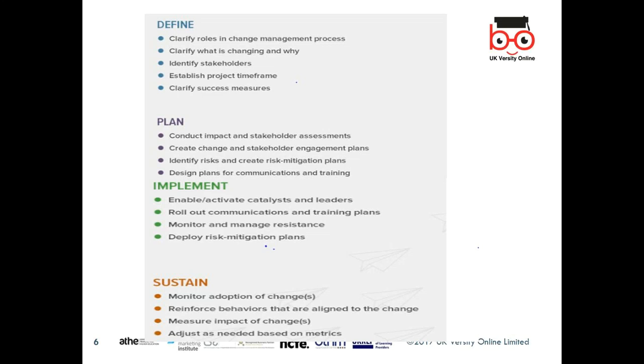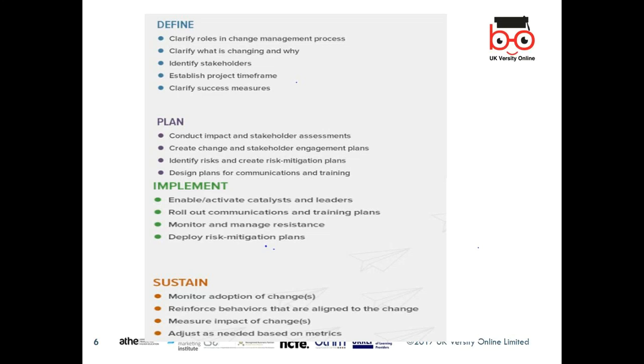Plan and conduct the impact and stakeholder assessment. We need to create a change and stakeholder engagement plan to identify risk. Risk means the probability of something occurring. Probability is always from 0 to 1. So we need to look at what the risks are. It can be operational risk, economic risk, reputational risk. All sorts of risk we need to identify, and those risks we need to tackle. We can't 100% eliminate them, but we can transfer them and minimize them. So we need to look at how we can minimize these risks.